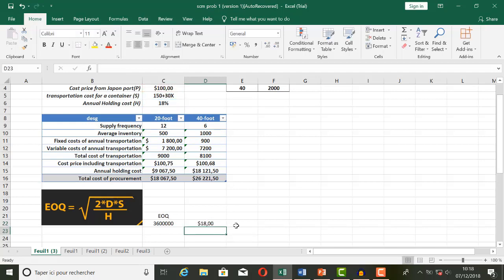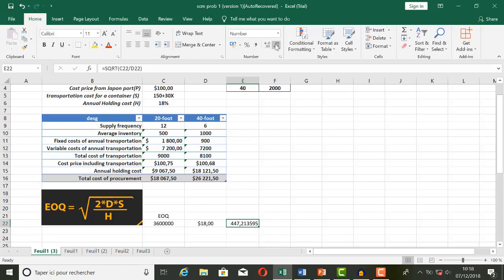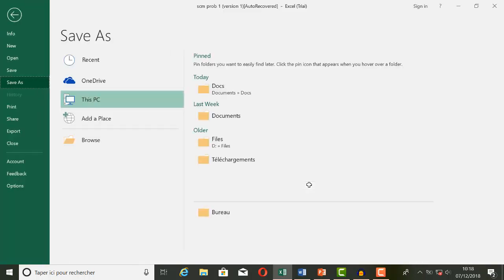Now I am going to call up the square root function in Excel and divide the top part of the equation by our H, and that will give us 447. So I am going to run this. And that will give us an economic order quantity of 447.